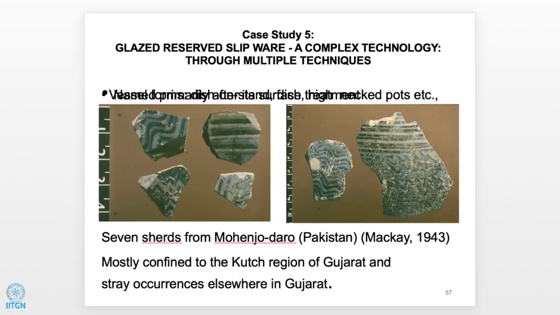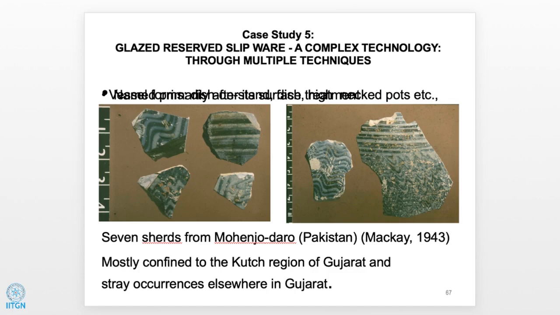Now another one is a glazed reserve slipware. This is an indicator of a very complex kind of technology. I have published two articles on this recently. One appeared in Archaeometry, in 2005 or 2007, I don't remember. Then another one is in the Mark Kenoyer Felicitation Volume, which recently appeared. Then the Indian National Science Academy has also published an article which refers to this one. So this is a very interesting kind of ceramic.